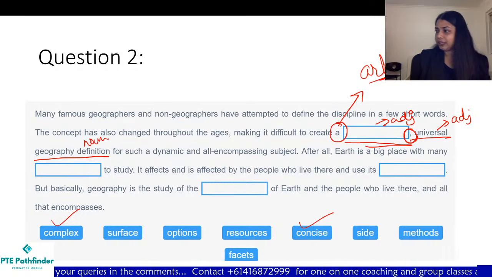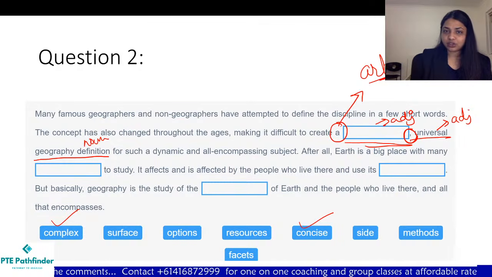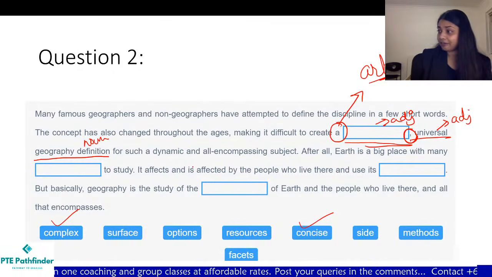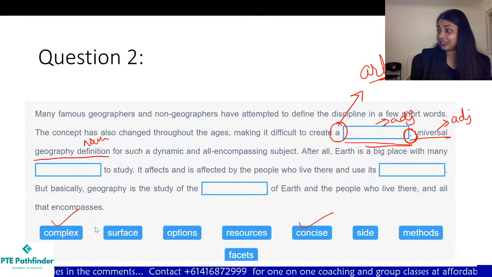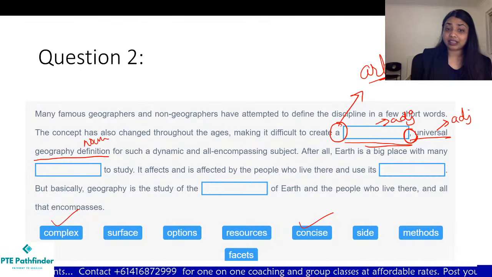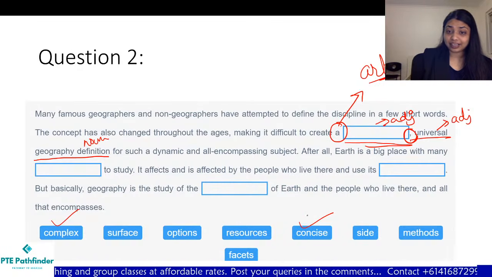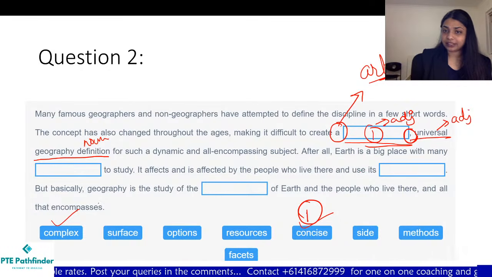Now if you look at the meaning of the sentence, we are trying to create a definition that is more concise and universal, right? So good work, Fiza. Very good. You're able to solve this one correctly. So we are not trying to create a complex definition in here. We're trying to create a concise definition. Good work, Chetan. So the first answer in this case would be concise. Now let's have a look at the next sentence.